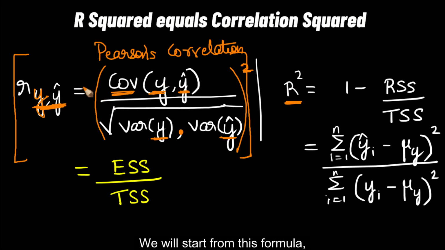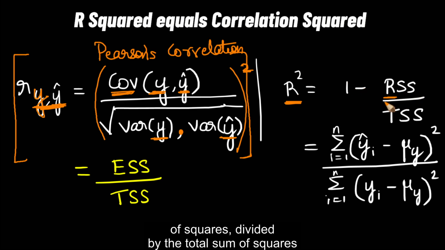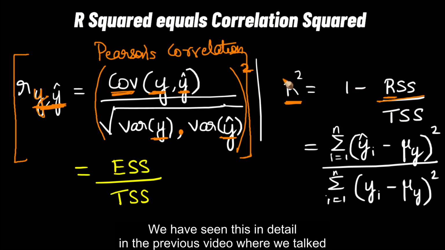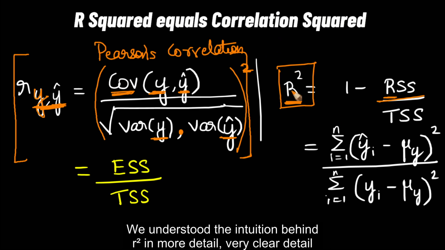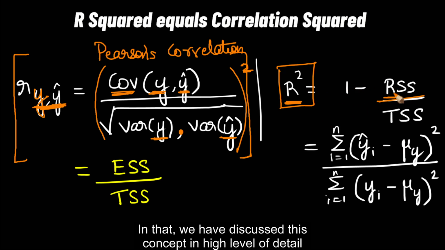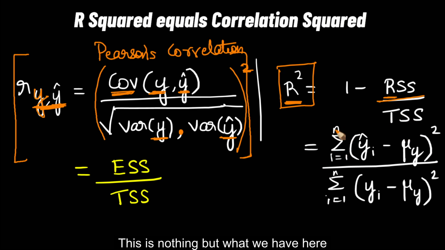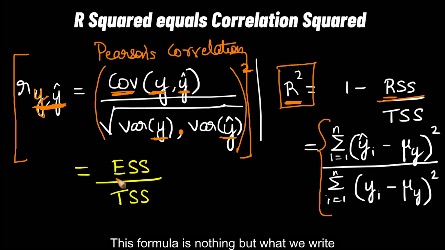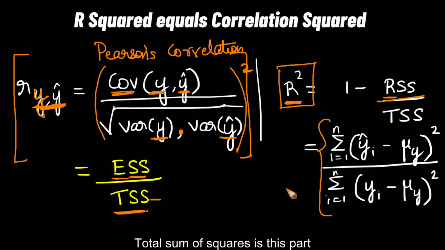We will start from this formula, but you also need to understand R square is nothing but 1 minus the residual sum of squares divided by the total sum of squares. We have seen this in detail in the previous video where we talked about why R square is a problematic regression metric, and we understood the intuition behind R square in very clear detail. Everything will make sense about this formula if you simply watch that. So this is nothing but the explained sum of squares divided by the total sum of squares. Total sum of squares is this part.